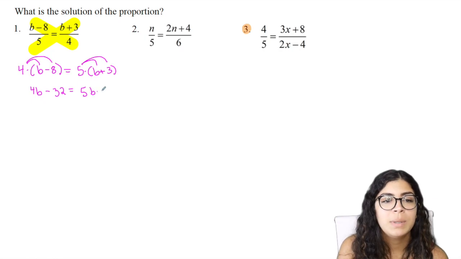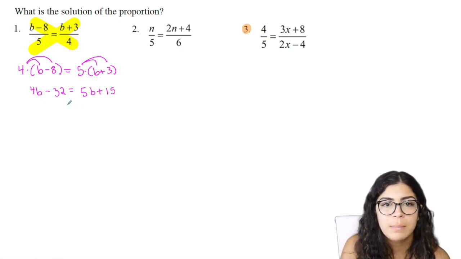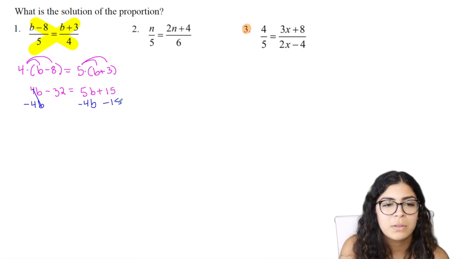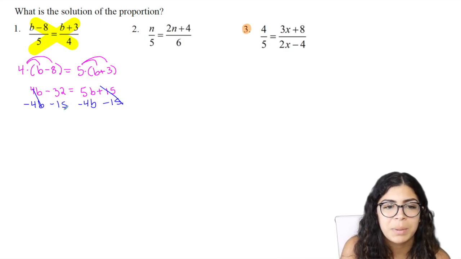Okay, so now we need to solve for b, right? And we can do that by subtracting 4b on both sides to bring those b's to the right. And then we also want to bring the constant to the left. So I'm going to subtract 15 on both sides to cancel that. Negative 32 minus 15 is negative 47. And 5b minus 4b is 1b. So we end up with b equals negative 47.